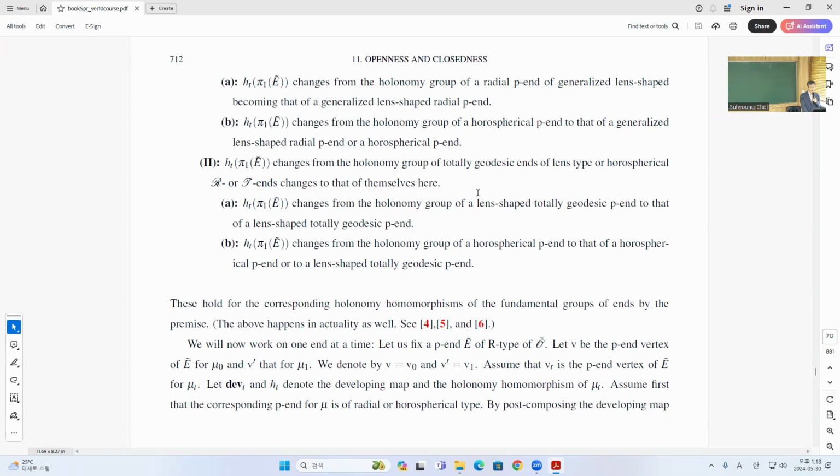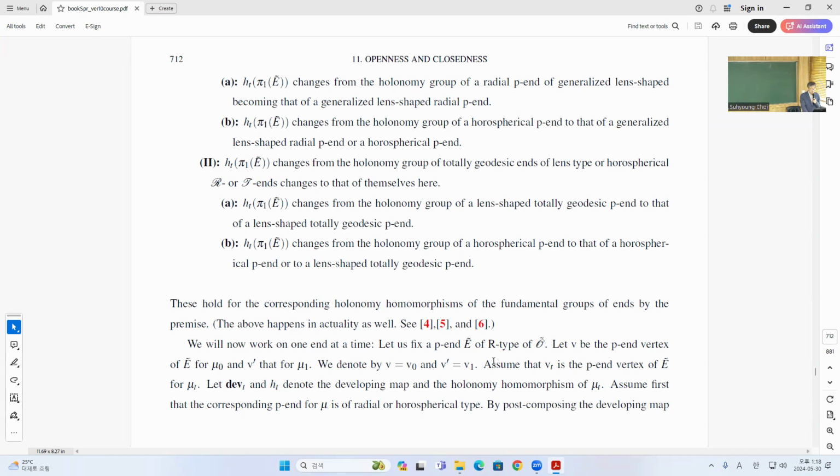And the next, two, we want to change the totally geodesic ends. You can change to horospherical ends and so on. Okay, so we can change lens type totally geodesic ends to lens type ones, or horospherical Tn ends to horospherical ends, or the totally geodesic ends. Okay, so we don't need to consider lens ones becoming horospherical because we are just concerned with openness. And then there are also finitely many ends anyway.